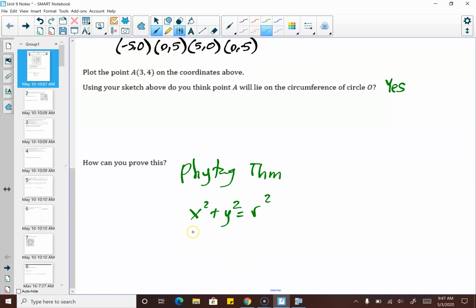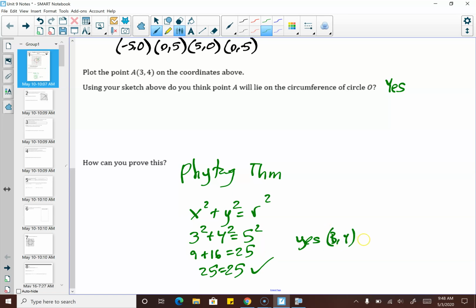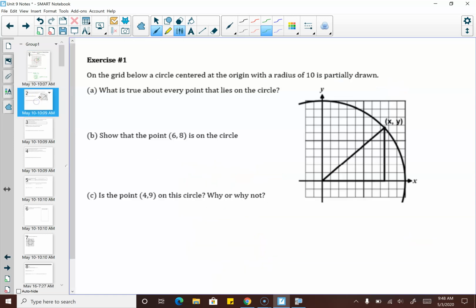Okay, so x squared was 3, y squared was 4, and r squared, we know our radius was 5. 3 squared is 9, 4 squared is 16, 5 squared is 25, 9 plus 16 is 25. Since 25 is equal to 25, then yes, 3, 4 is on the circle. All right, so starting to figure things out is really based upon Pythagorean theorem when we're dealing with equations of our circles.